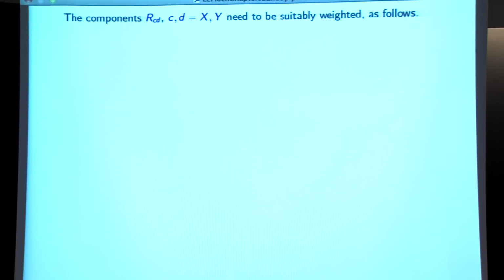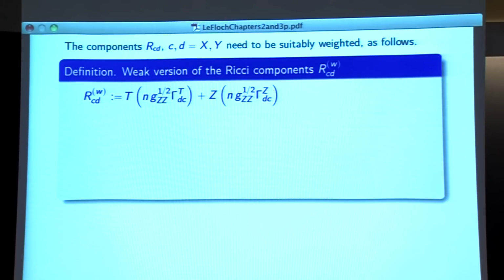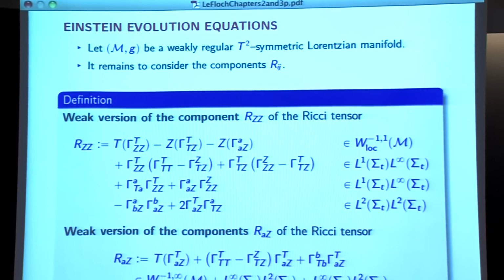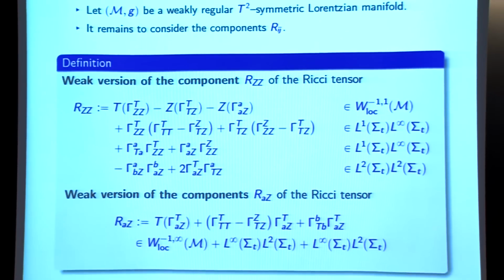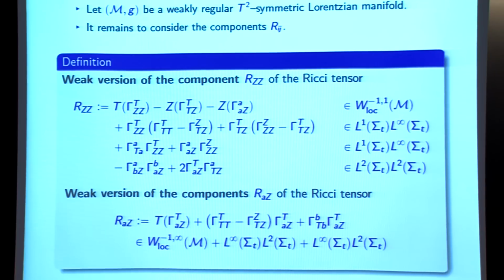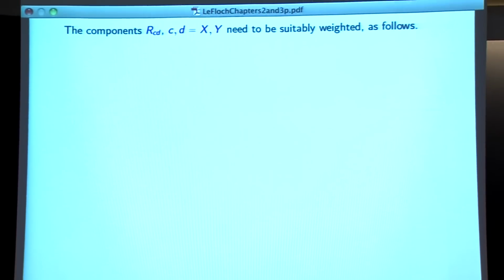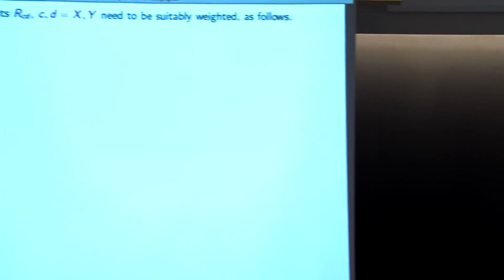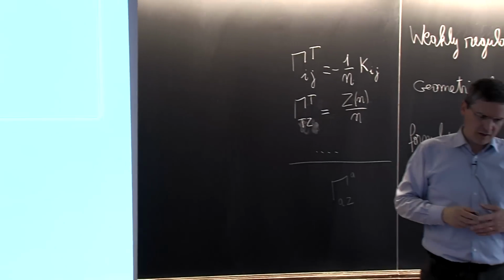So I'm done. Let me see. Actually, I'm not done because there are more components to be expressed, but at least part of the story is given by that. I need to continue for another page to look at the components R_AB, where A, B correspond to the components capital X, capital Y. But now this will need to be suitably weighted in a way that I'm now showing you.